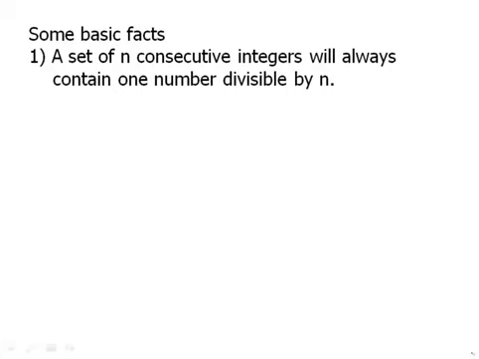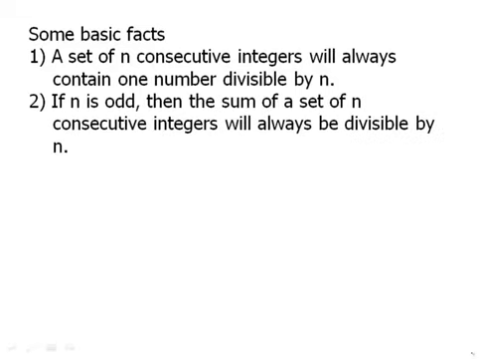Well, the trick here is that 0 is divisible by every integer. 0, in fact, is a multiple of every integer, because you can take any integer and multiply it by 0 and you get 0. So 0 is a multiple of every integer, therefore divisible by every integer, so that's the number divisible by 3.